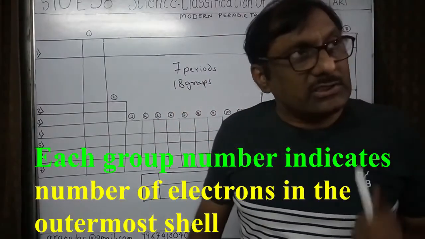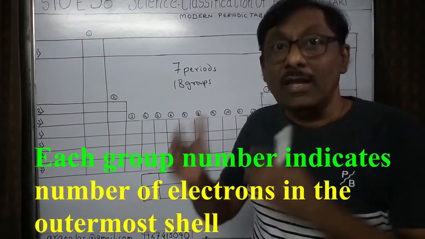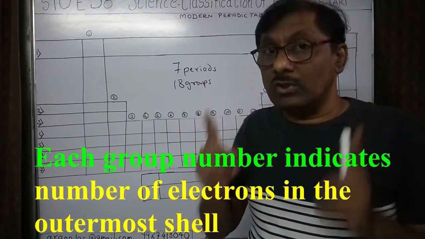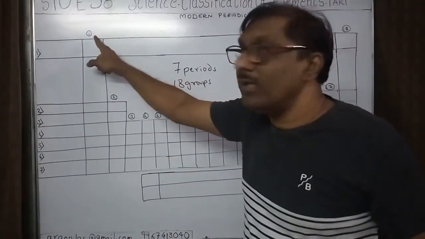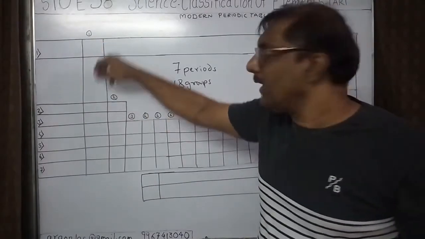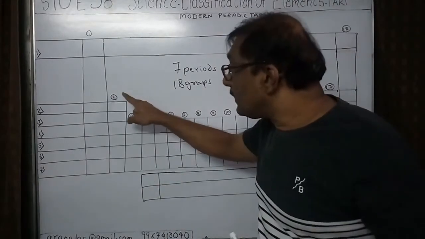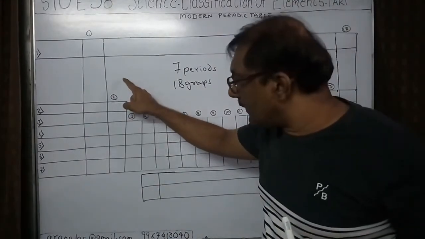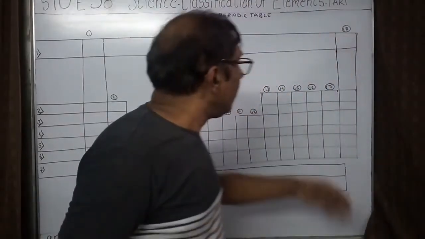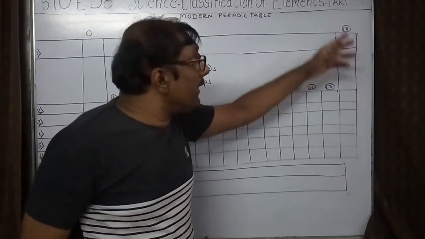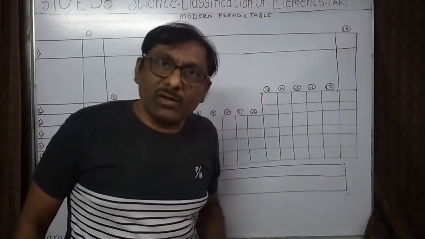And the 18 groups: each group will indicate the number of electrons in the outermost orbit. Each group number will indicate that. So group 1 will say 1 electron in its outermost orbit, so all elements over here will have 1 electron in the outermost orbit. That's the speciality. Group 2 will indicate 2 electrons in its outermost orbit, so all elements from top to bottom will have 2 electrons. You'll come to know what I mean. Group 18 will say 8 electrons in the outermost orbit. Group 17 will say 7 electrons in the outermost orbit.